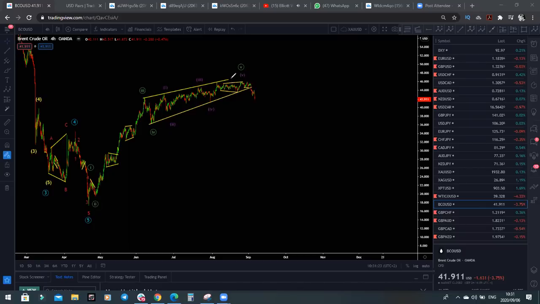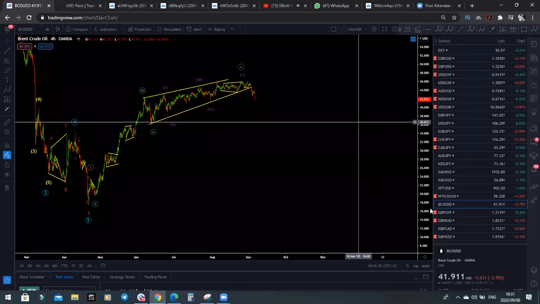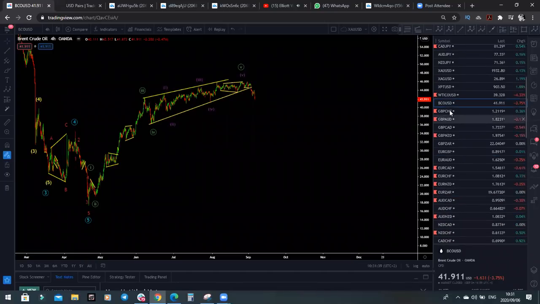We didn't have an overshoot here on the diagonal. So we've got a move down here, wait for a pullback, and a move to the downside here. Okay, short term, at least get to this level on Brent crude. You can see the structure clearly in the number of waves there. Let's go to the pound pairs.